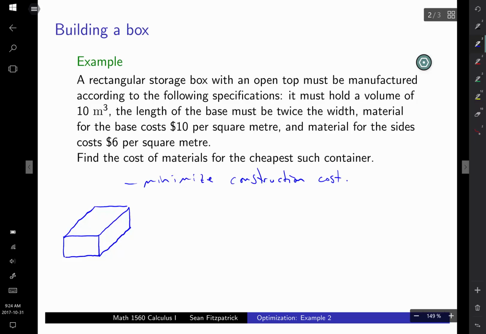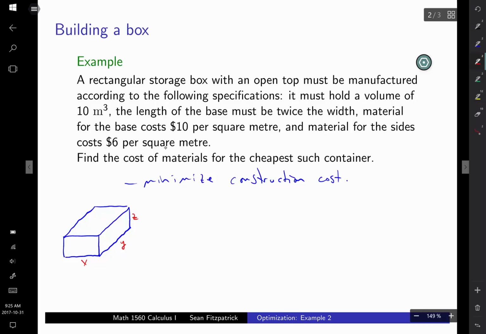There we go. Okay, so here's our box, and a box has three sides, right? So we can label the sides. We've got a length, let's call that X. We've got a width Y. We've got a height Z. Okay, and so now we look at our constraints, and so we have three variables here, right? X, Y, Z. So we're going to need some constraints if we want to simplify the problem.